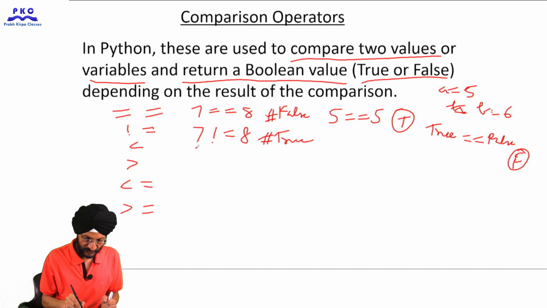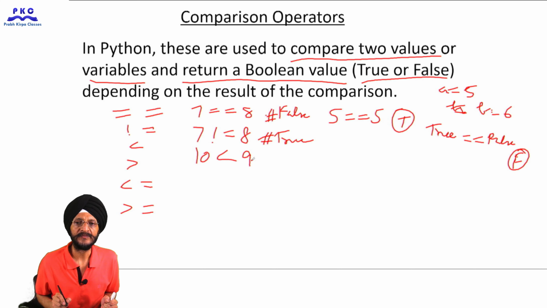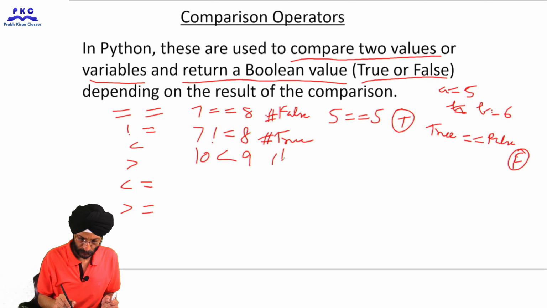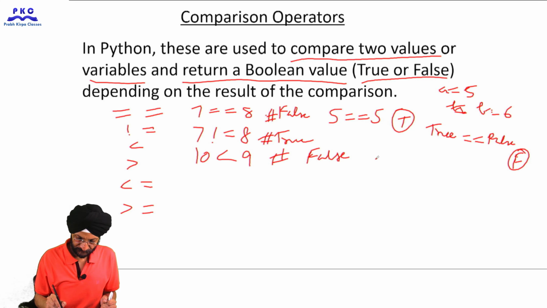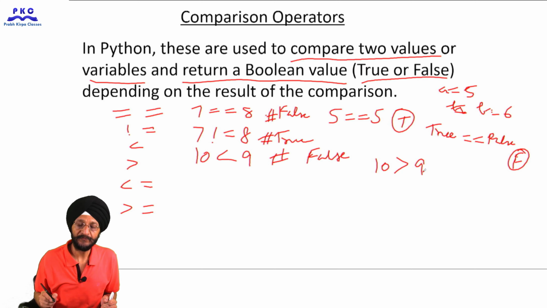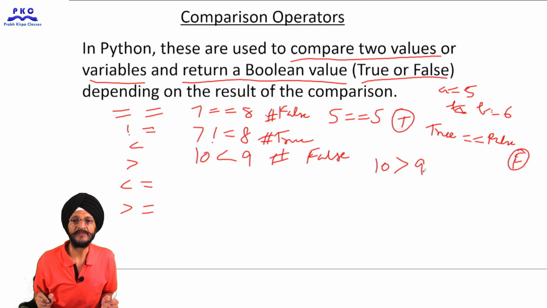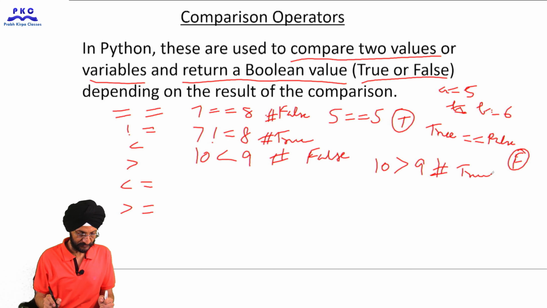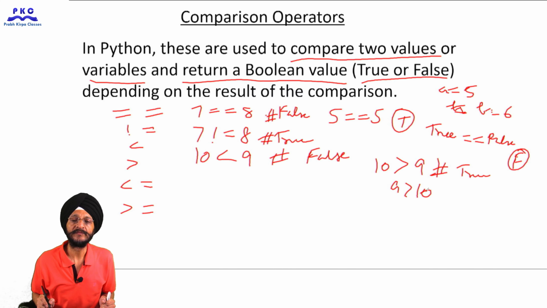If we say 10 is less than 9, what will the Python interpreter interpret it? Whether 10 is less than 9? No, it is false. Output will be false. If we say 10 is greater than 9, naturally the output will be true. If we write 9 is greater than 10, what will be the output? The output will be false.